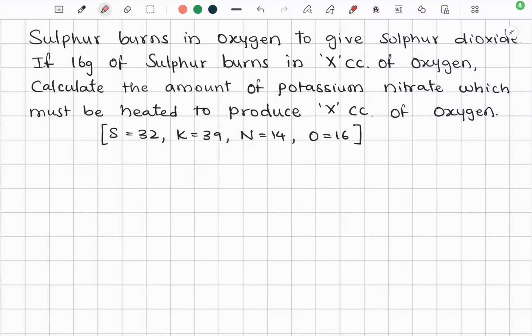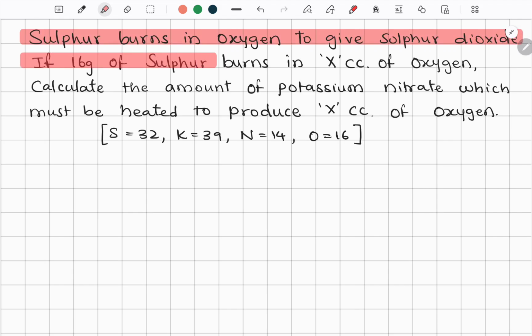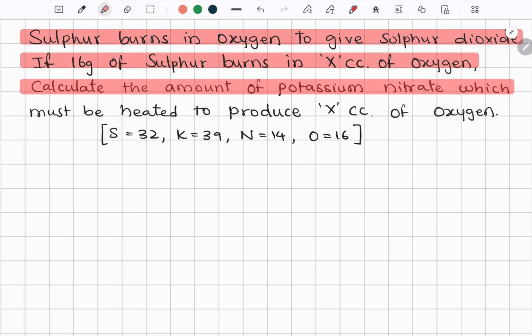Let's solve this question. It's been asked that sulfur burns in oxygen to give sulfur dioxide. If 16 gram of sulfur burns in x cc of oxygen, then calculate the amount of potassium nitrate which must be heated to produce x cc of oxygen.